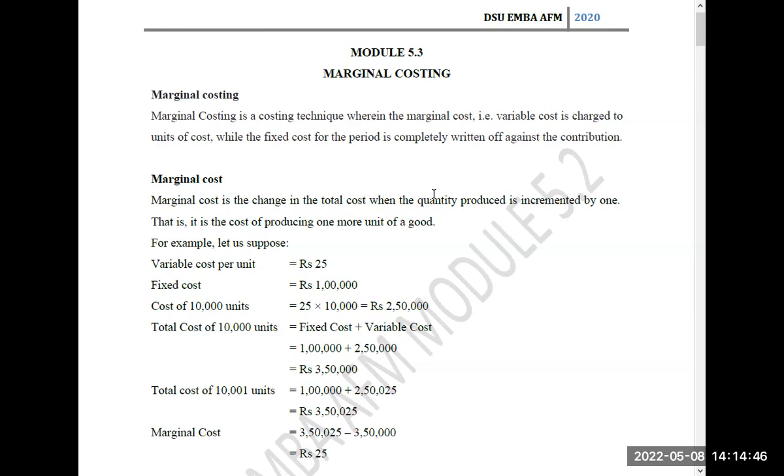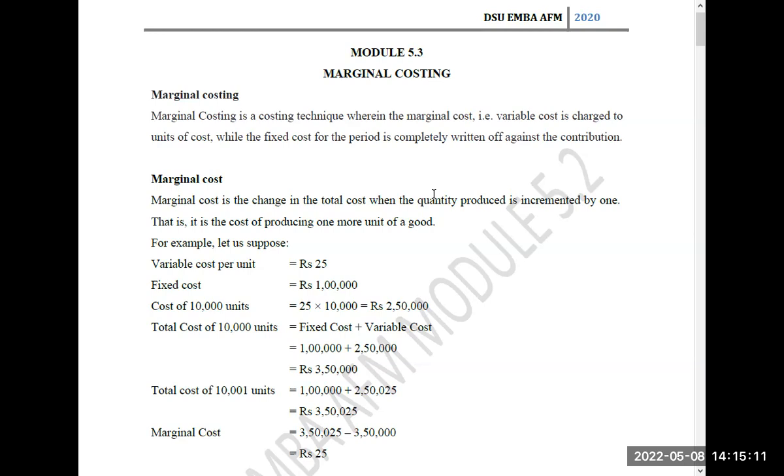If I am producing 2 bottles, I have to spend 2.2 rupees. 2.2 is my variable cost. 1.1 is my variable cost. The bottle cost is my variable cost, however much it may be, depending upon the market, demand and supply. Okay, any doubt in the variable cost, fixed cost, and semi-variable cost? If you don't have, let us come to the understanding of marginal costing.